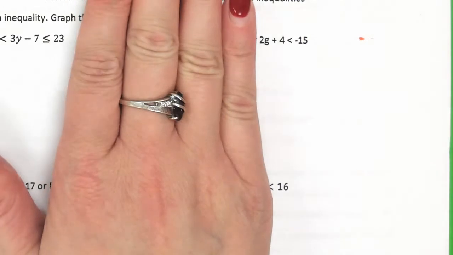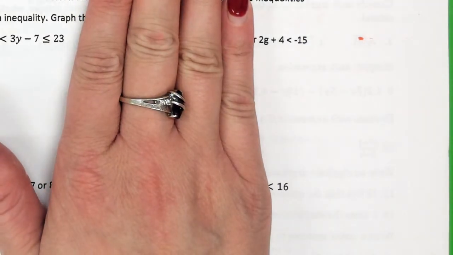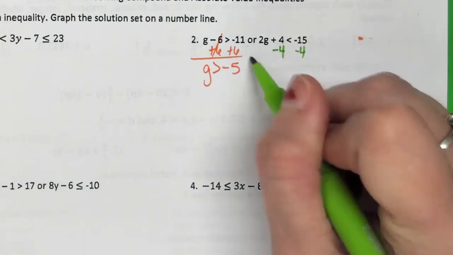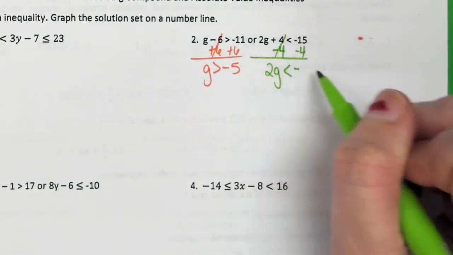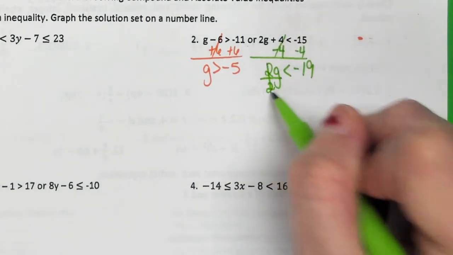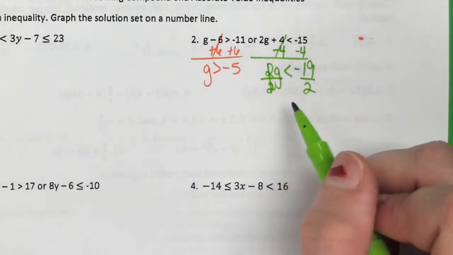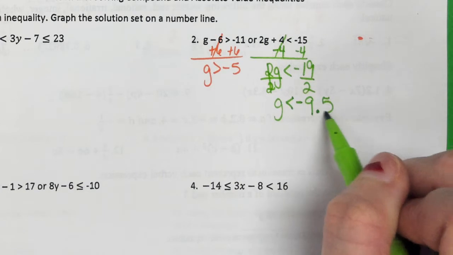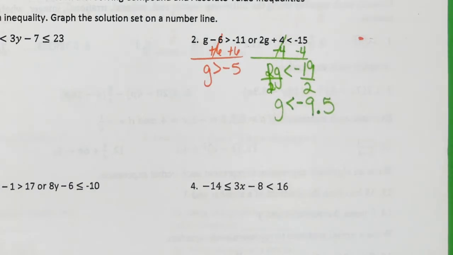All right, cover up the other one. What would I do first there to solve that one for G? Yep, minus 4. So 2G is less than negative 19. Divide by positive 2. And G is less than negative 9.5. Since it's a 0.5, we can use a decimal, okay?